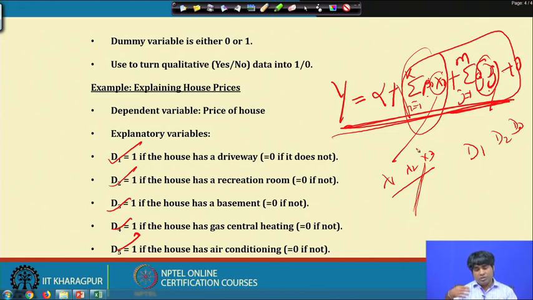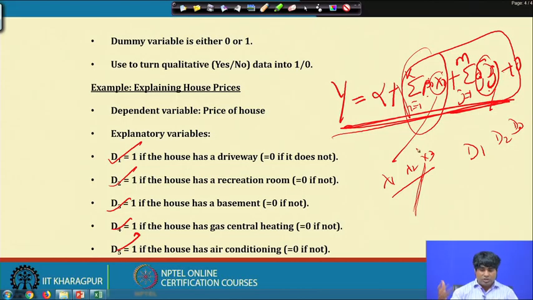d 2 is equal to 1 if the house has a recreation facility, and 0 if that is not there. Similarly, d 3 is a dummy variable which is 1 if the house has a basement, and 0 if not. d 4 is another dummy variable which is 1 if the house has central heating, and d 4 equal to 0 if the central heating facility is not there. Finally, d 5 equal to 1 if the house has AC, and d 5 equal to 0 means there is no AC. If all the facilities are there, d 1, d 2, d 3, d 4 and d 5 are all equal to 1, and that means 5 different impacts go to the intercept, and as a result the housing price goes up.